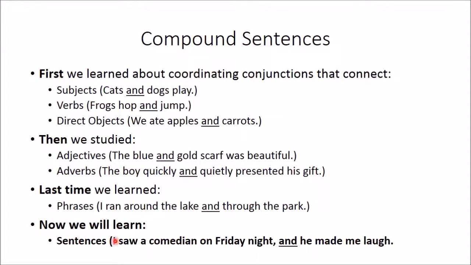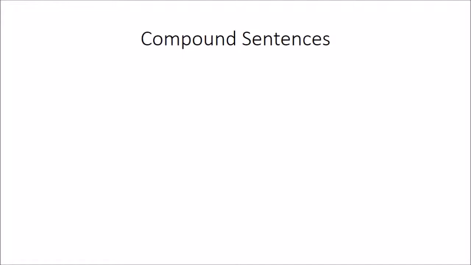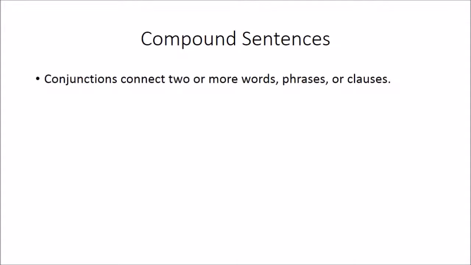Here's an example. I saw a comedian on Friday night, and he made me laugh. This is the conjunction, and on both sides of the conjunction, you basically have 2 complete sentences. Okay, 2 complete sentences connected by a coordinating conjunction and making it 1 sentence or a compound sentence. Okay? So, compound sentences. We know that conjunctions connect 2 or more words, phrases, or clauses.